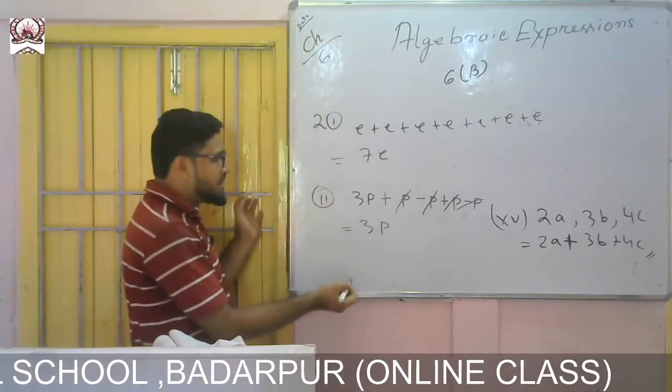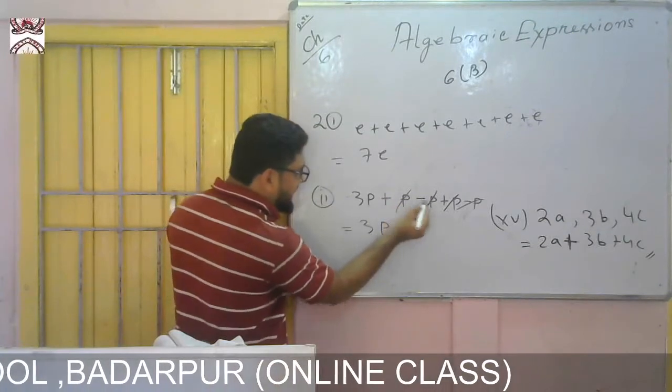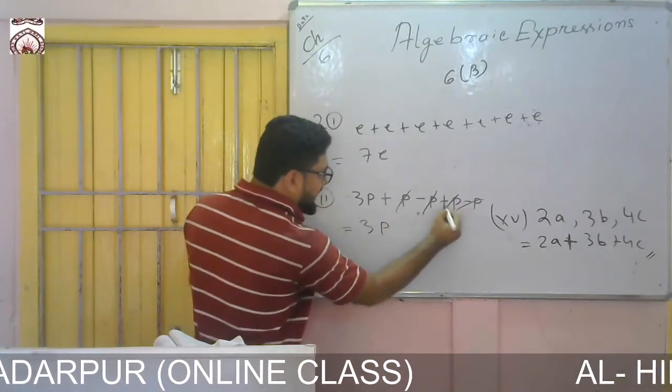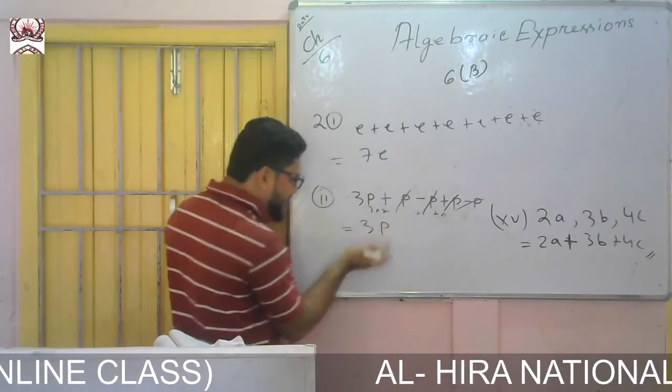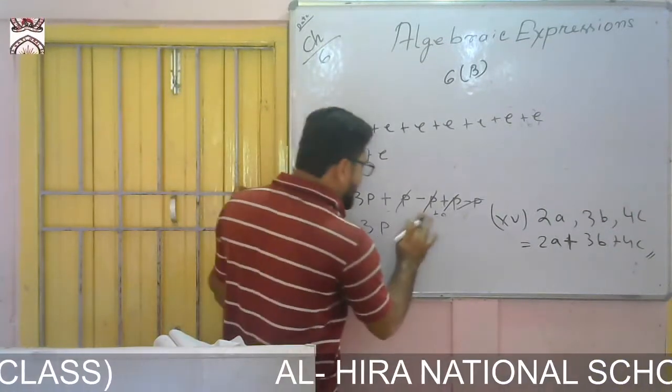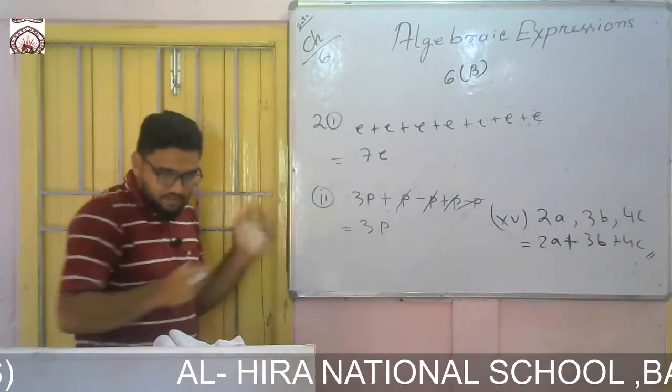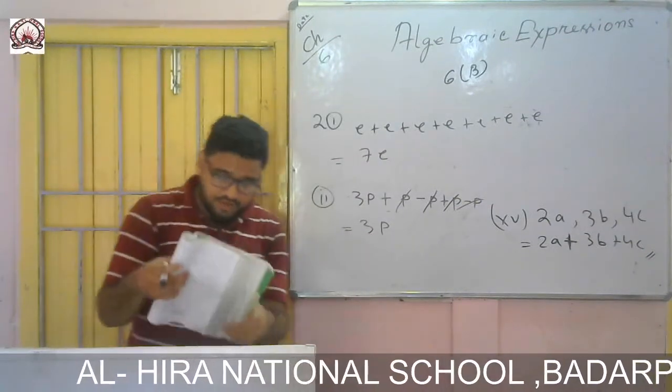Or in another way also you can write like this. You see here p minus p is 0, then plus again 0, then 3p plus 0 plus 0 again 3p. So the same way also you can write. Understood?